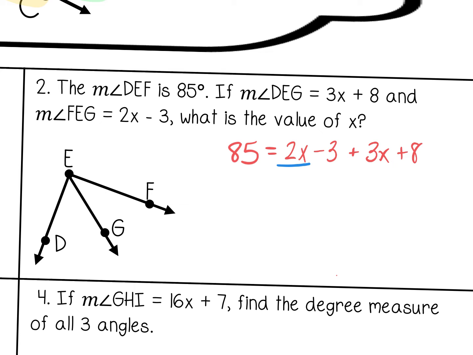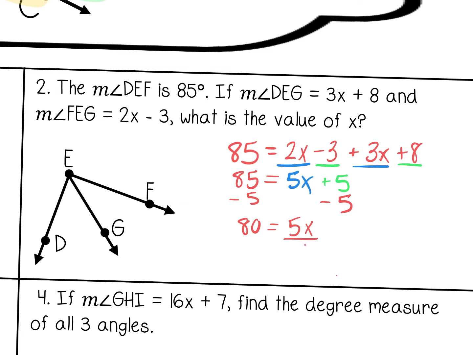We combine our 2x and our 3x, which gives us 5x, and our negative 3 and 8, which is a 5. And that's still equal to our 85. We want to get x by itself, so we'll subtract this 5 over. So 80 equals 5x. Divide by 5, and x equals 16. This one's just asking you to find the value of x, so we can stop there.